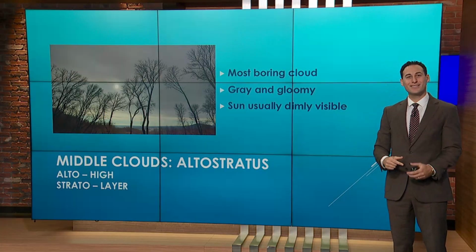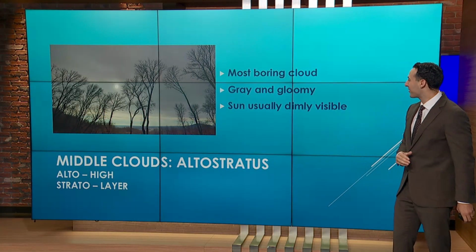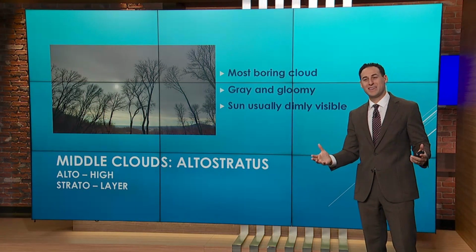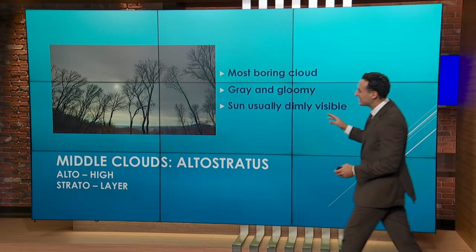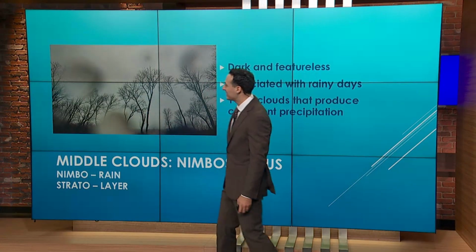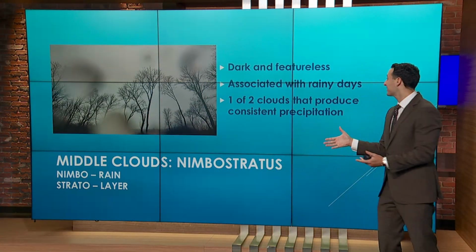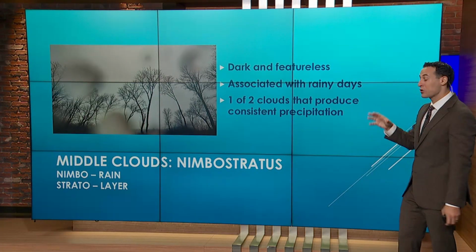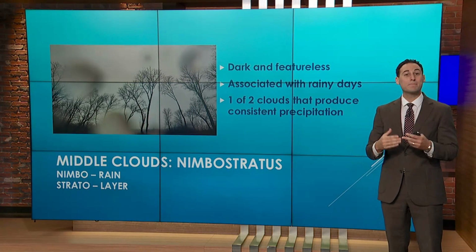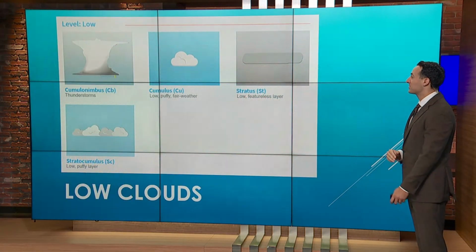Next up is the most boring cloud. Call this one altostratus. They're gray, they're gloomy, not much definition to them, and they don't look too pretty. The sun is usually dimly visible when you see these. And then you have nimbostratus. These are also featureless. They're dark, but they can produce rain. They're one of the two cloud types that can produce a consistent type of precipitation.